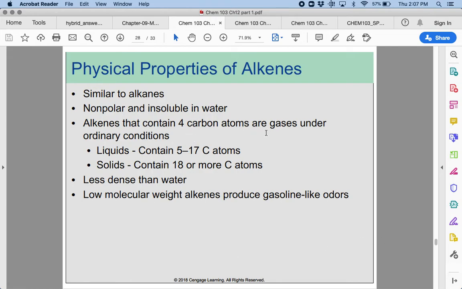Alkenes containing under 4 carbon atoms are gases under normal conditions. Most of them will be liquids, and some of them are going to be solids. So anything with under 4 carbons will be a gas. Approximately 5 to 17 carbons in the chain will be a liquid, and anything over 18 is going to be a solid. So small ones are gases, middle-sized ones are going to be liquids, and very, very large ones will be solid. Again, these will be less dense than water, just like alkanes, so they're going to float on the water. And the low molecular weight alkenes will often have a gasoline-like smell to them.